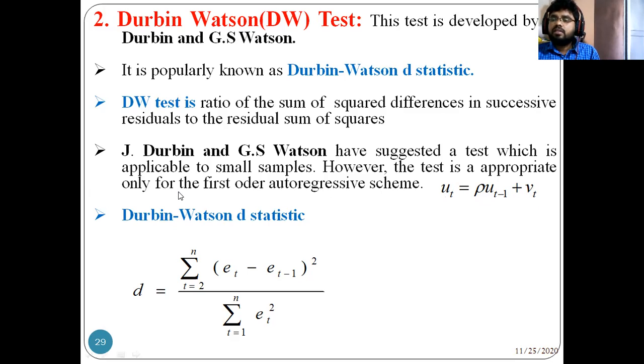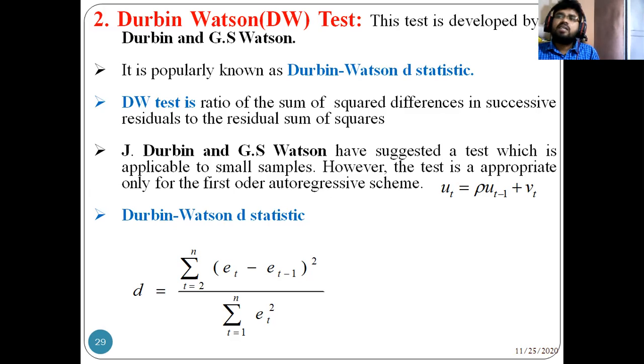So what I want to say here is that the DW test is for only small samples, and it is appropriate for first order autoregressive models. It may not be applicable for large samples, and it is also not appropriate for second order or higher order, that is, more than one order. We can say higher order.